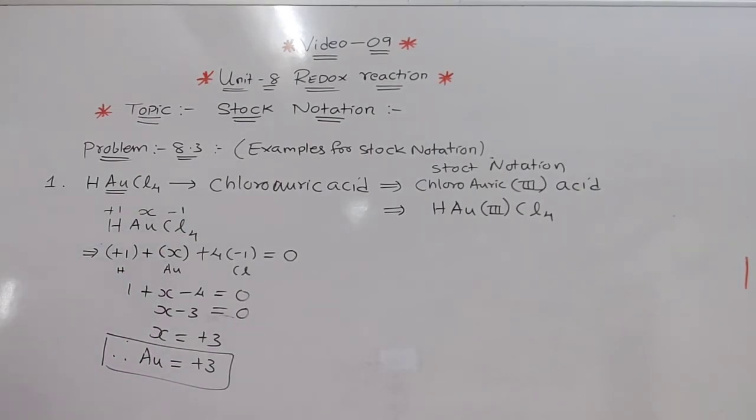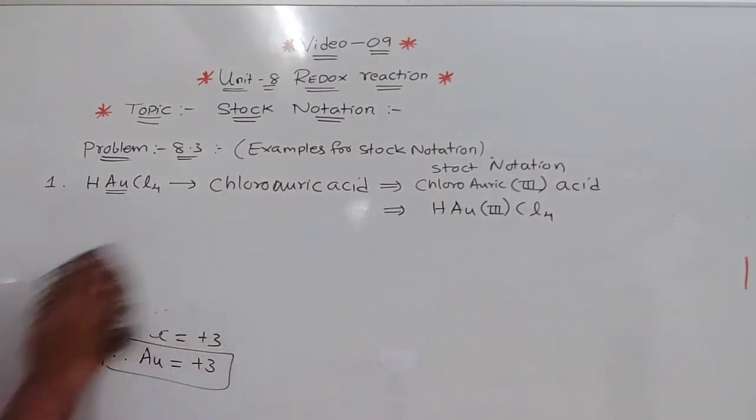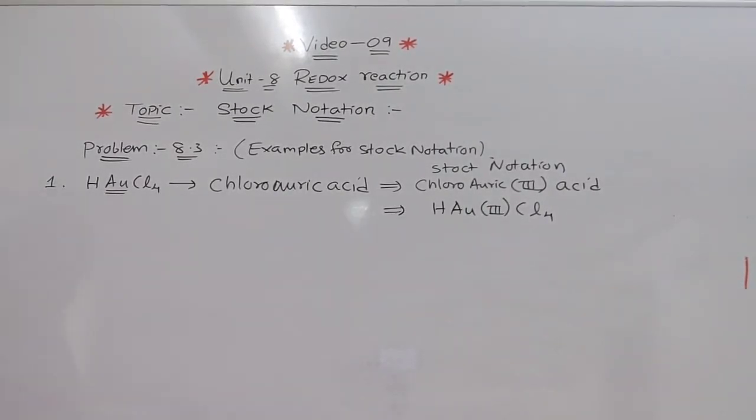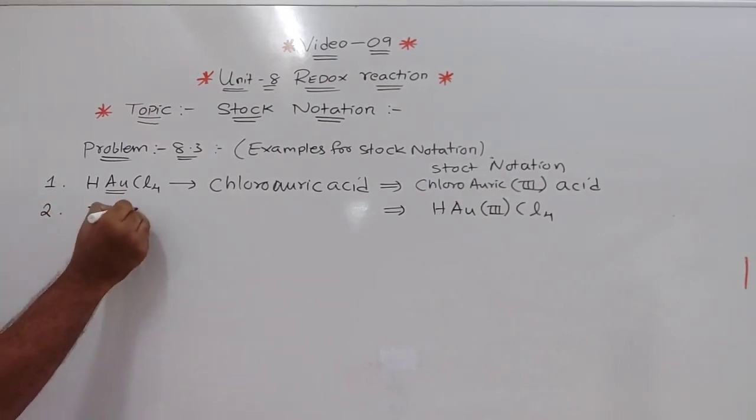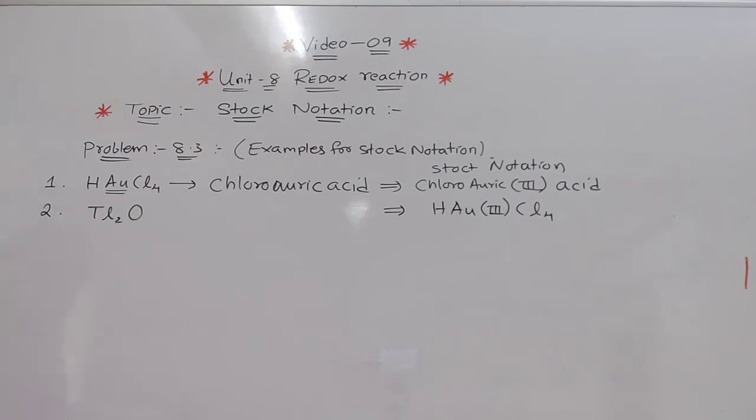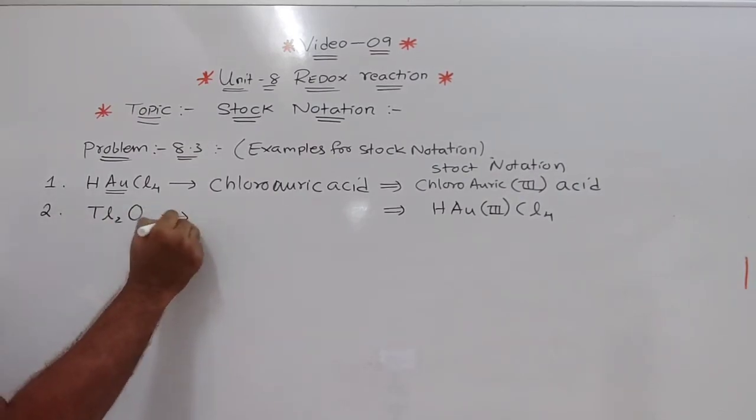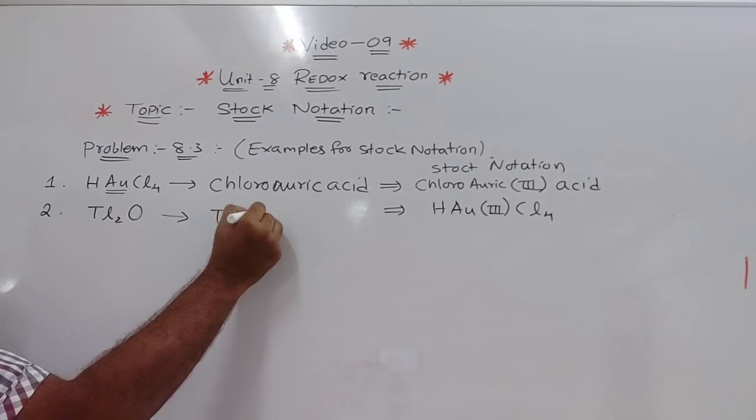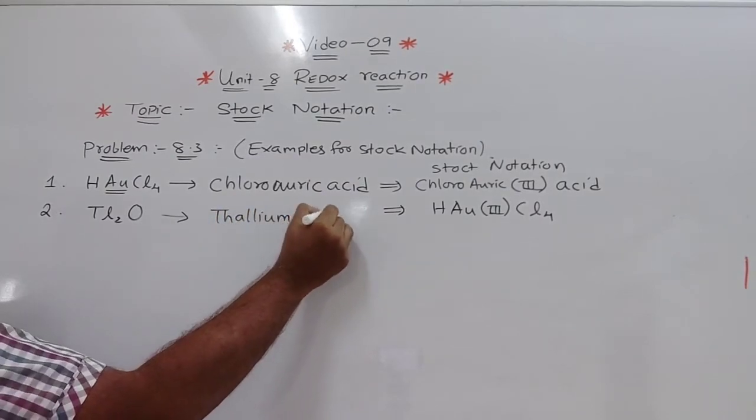So this was all about HAuCl4. Now the second example given is Tl2O. Tl2O means thallium oxide.